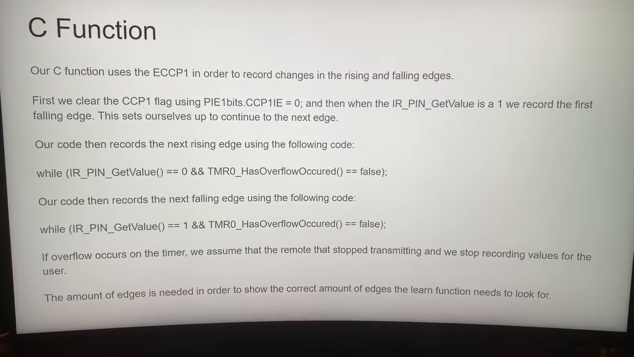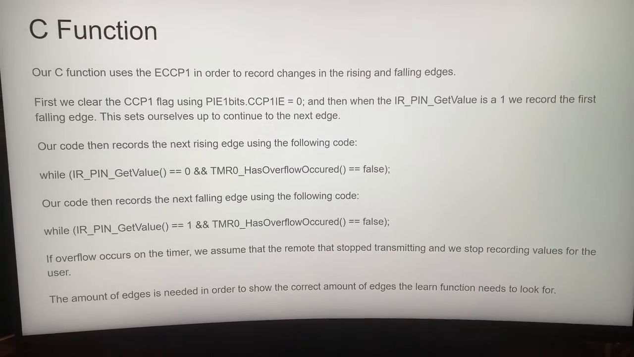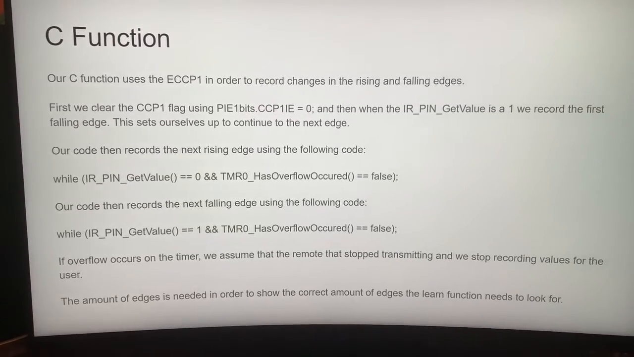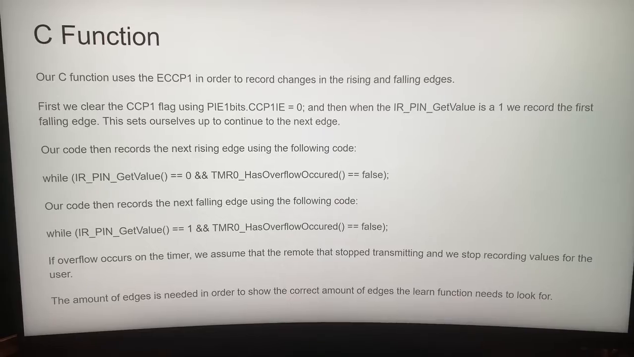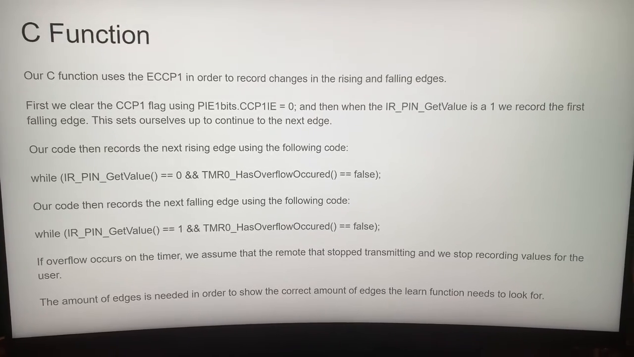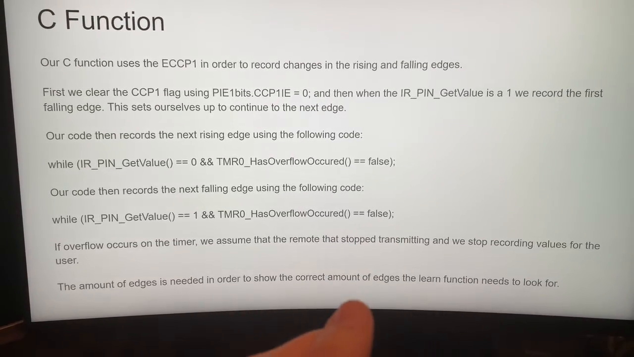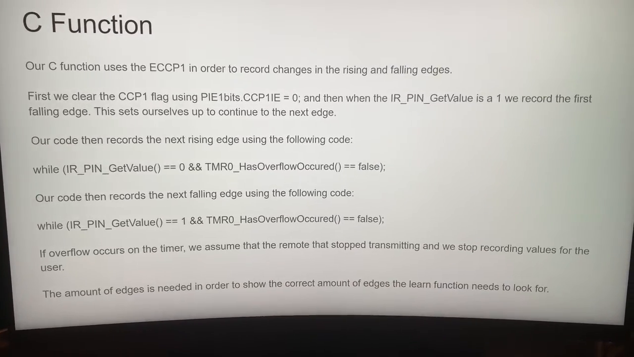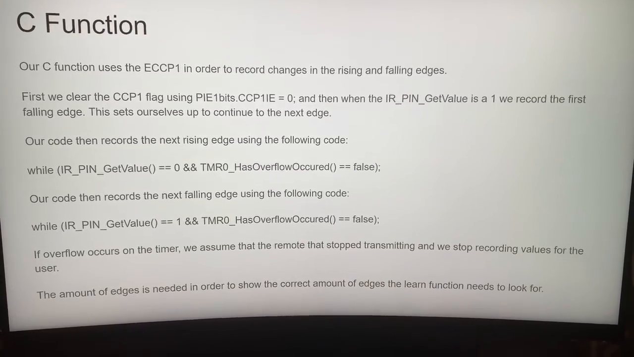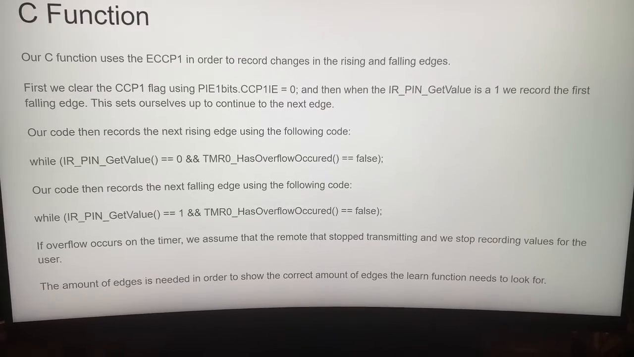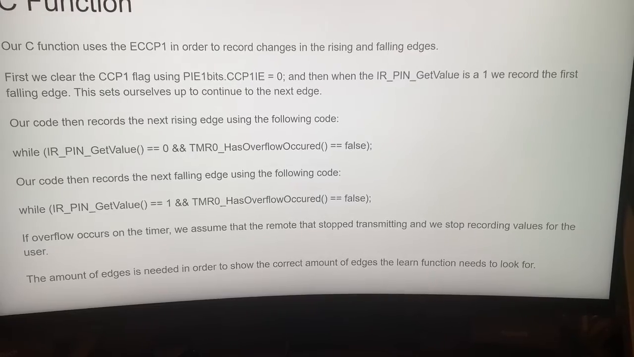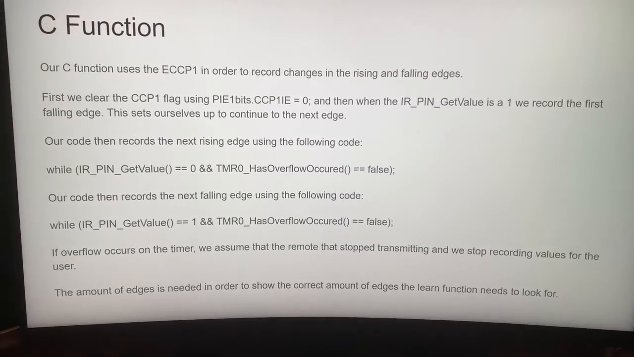The reason for this overflow check is because we want the user to be able to use any remote. And so whenever we're counting these, we want the user to not have to click something to get out of recording their remote value. So they're going to click the remote, and then once the remote has sent all of its information, we're going to assume that whenever this timer overflow occurs that we're not transmitting anymore, and we're going to stop recording values for the user. That way they don't have to do it themselves.